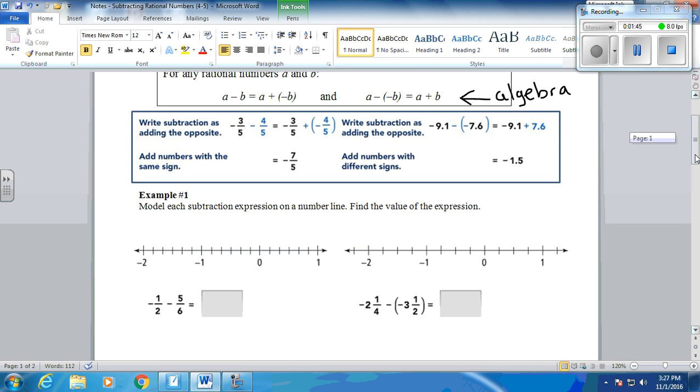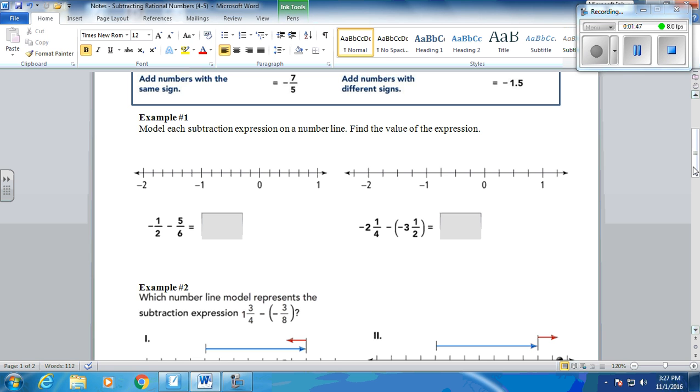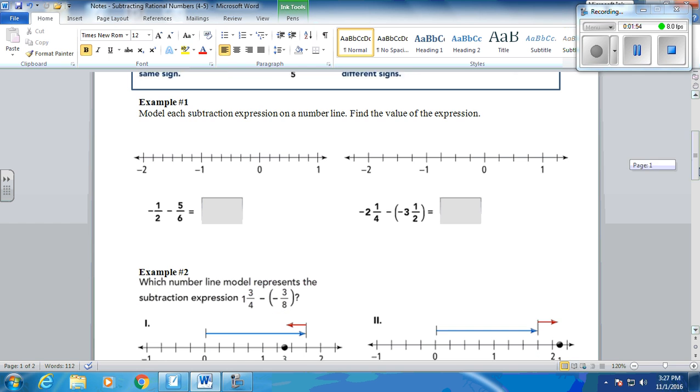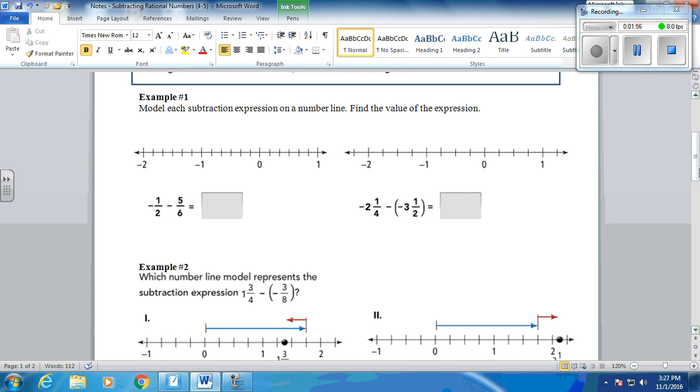So number one is asking us to model each subtraction expression on the number line. They want us to then find the value of the expression. Now, they've been very kind to us here because if you notice on the two number lines, they've broken down the space evenly for both of these. So we start at 0, and if it says I'm going to start at negative 1/2, negative 1/2 shows me the direction of going to the left.